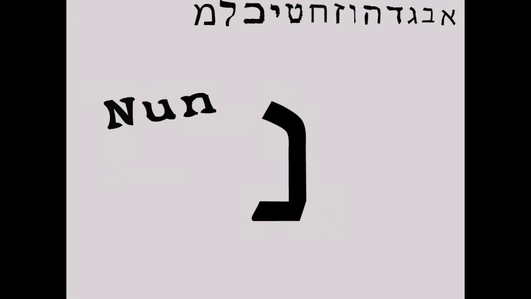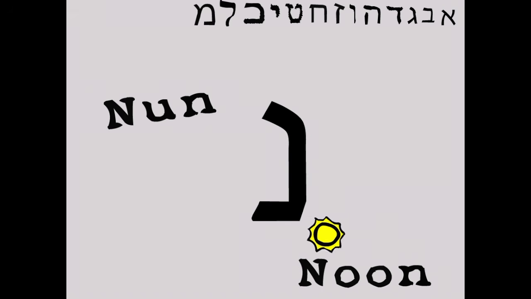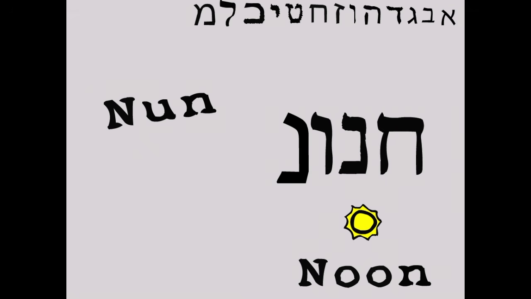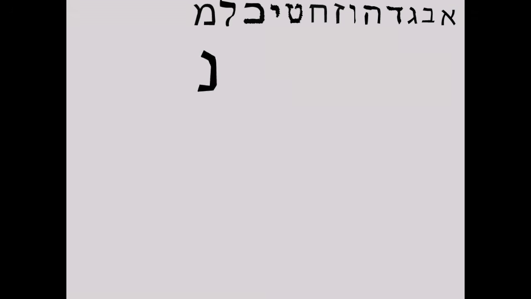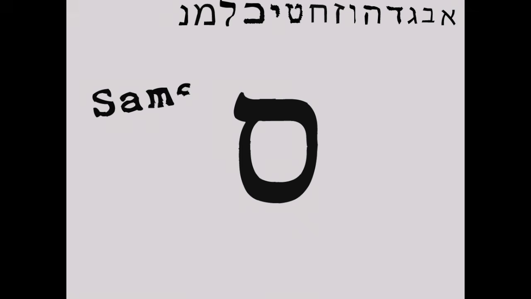Nun is the N sound in Hebrew, as in the word noon. And when the nun is the last letter in any given word, it takes a final form that looks like this. Next is Samech. Samech makes an S sound, as in snake.